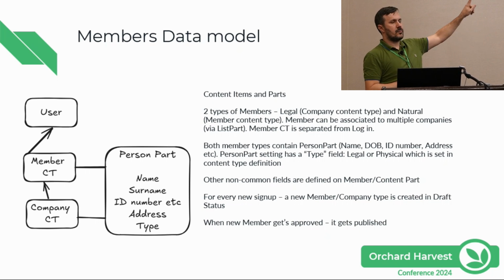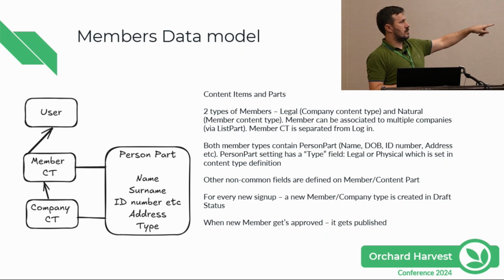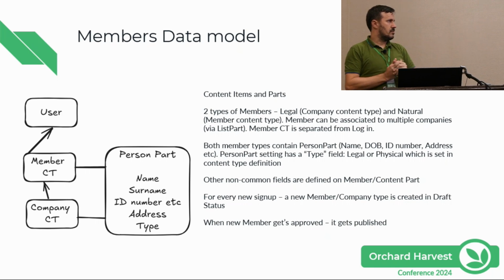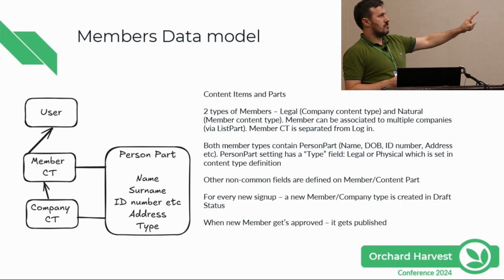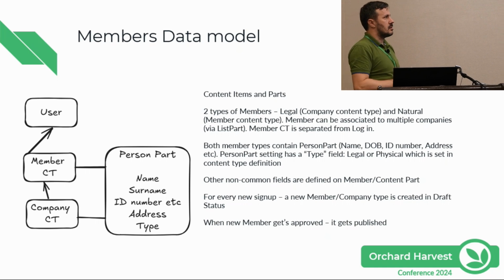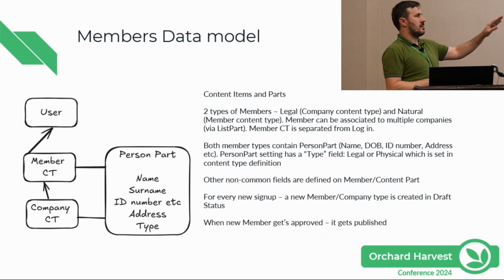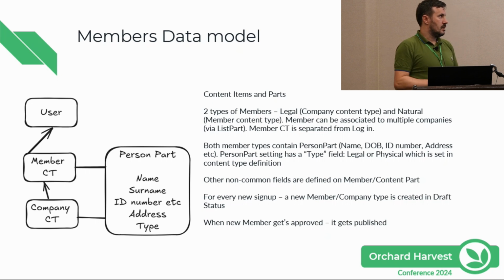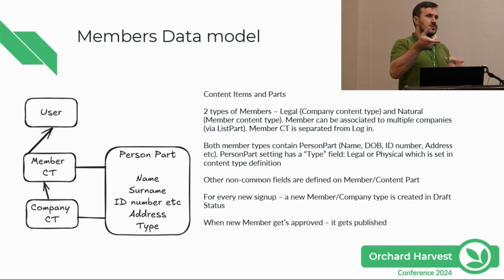These connections are realized through list parts. So member is part of the list of user, and company is part of the list of member. What I like about Orchard is the whole composition over inheritance. You add a part to a member which has name, surname, ID, and address type, and then you do the same for a company because it has all the same fields and attributes, maybe minus the surname, but we just ignore that for the company. We use drivers when we show a company to override and not show the surname when you're showing the fields.